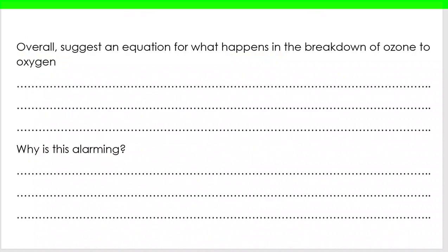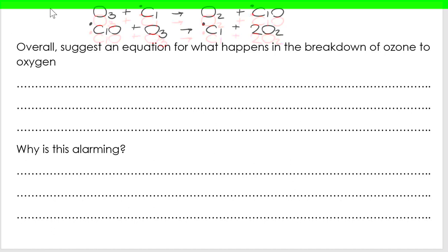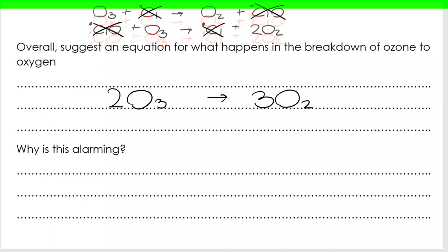Overall, suggest an equation for what happens in the breakdown of ozone to oxygen, and why is this alarming? So, to explain it as fully as I can, I'm going to put down those 2 equations from the mechanism, my O3 and Cl radical going to O2 and ClO radical, and my ClO radical and O3 going to a Cl radical and 2O2. We can get rid of spectators. I've got chlorine radicals on both sides. We've also got ClO radicals on both sides. And that means when we combine these together, we have 2 O3s going on to make 3 O2s.